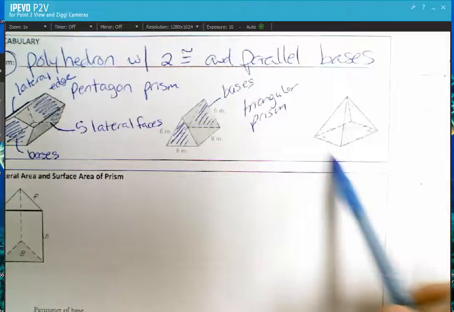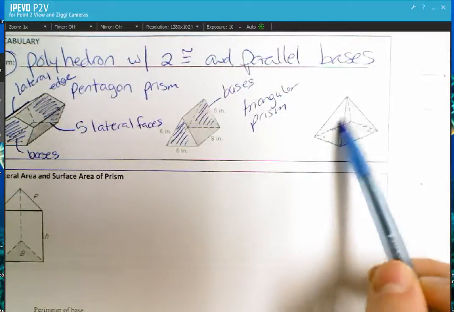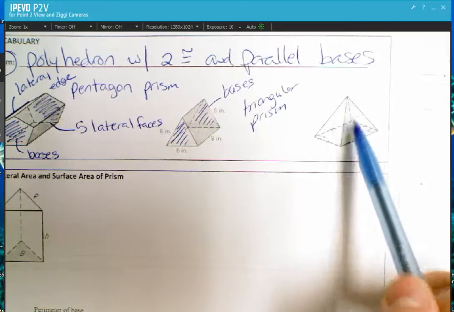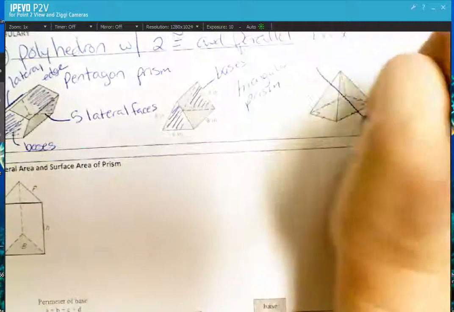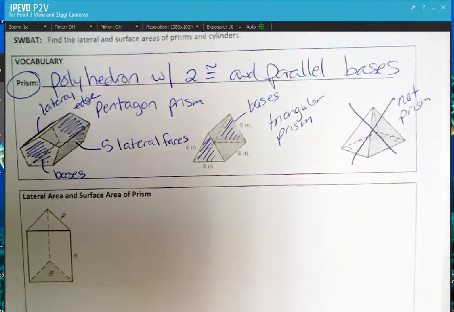So if I'm looking at this figure over here, I've got a triangle and a congruent triangle opposite it, but those triangles are not parallel. This is not a prism. So it does not apply when we're looking at finding surface area.